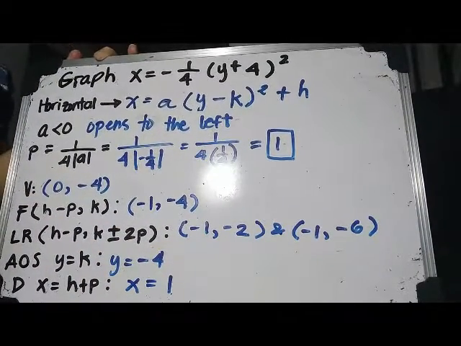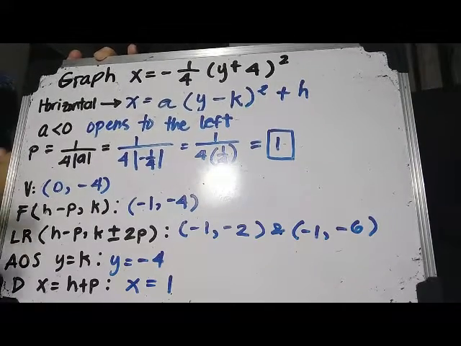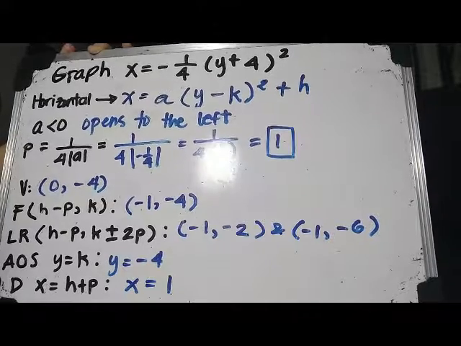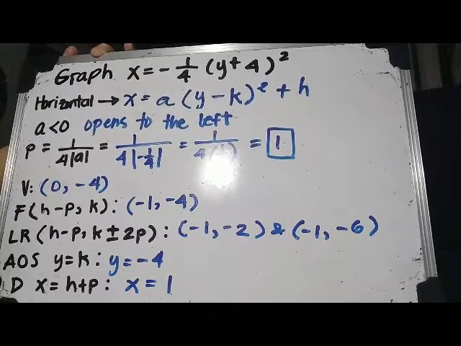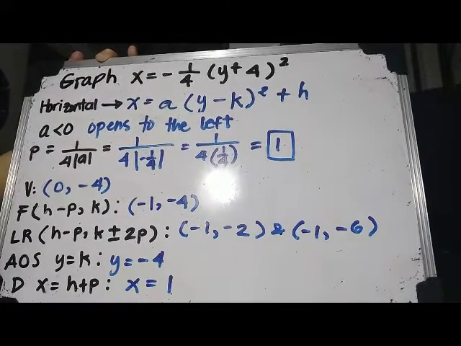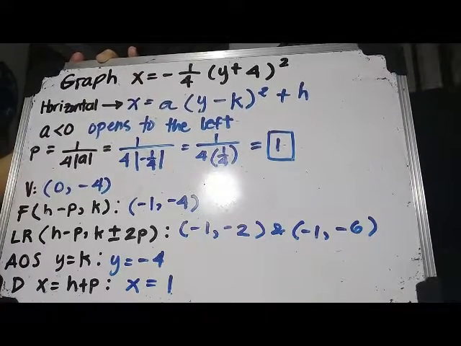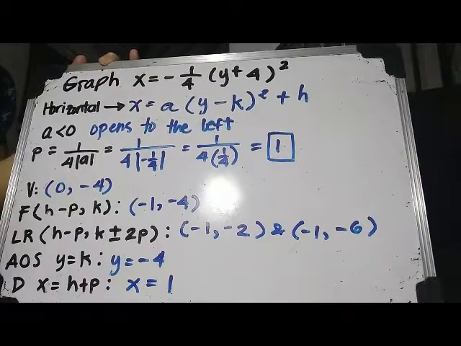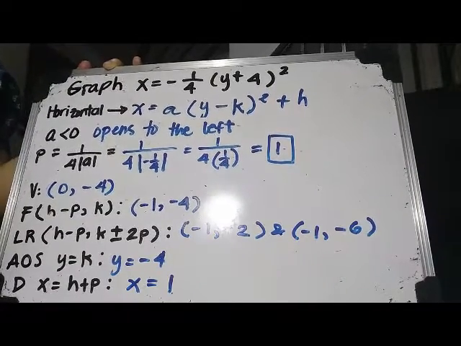For the axis of symmetry, since it is a horizontal parabola, instead of x equals h, our axis of symmetry is y equals k. So that is going to be y equal to negative 4 for this parabola. For the equation of the directrix, the formula is x equal to h plus p. Our h again is 0, plus p, so 0 plus 1 is 1. So our directrix is x equals 1. Let's plot these points and then draw the lines to graph this parabola.